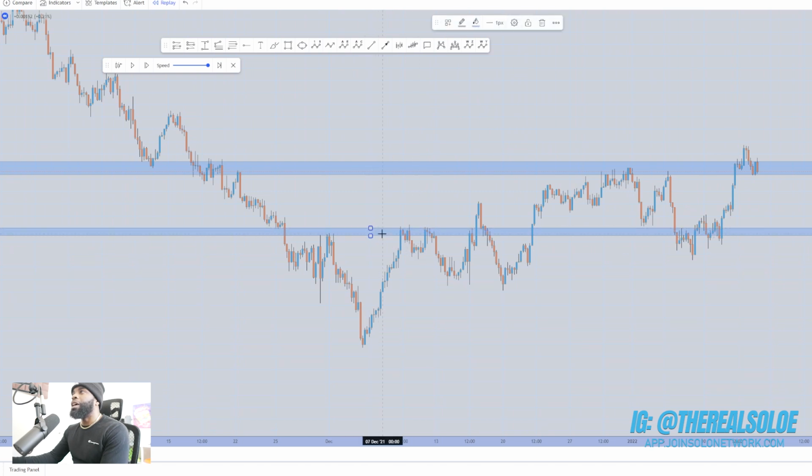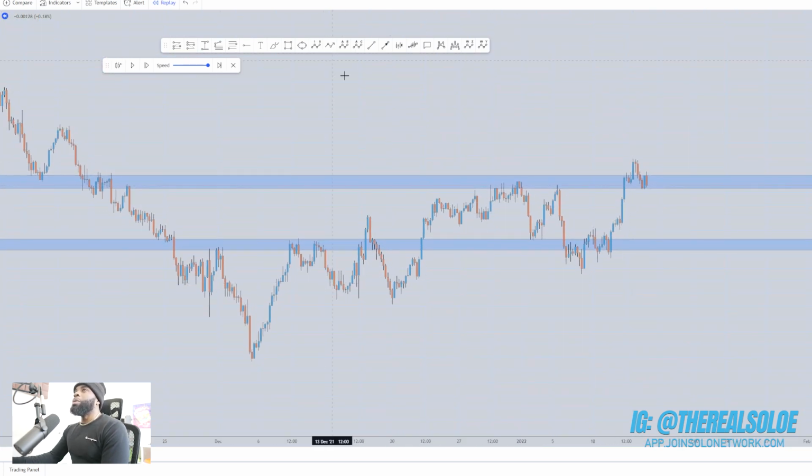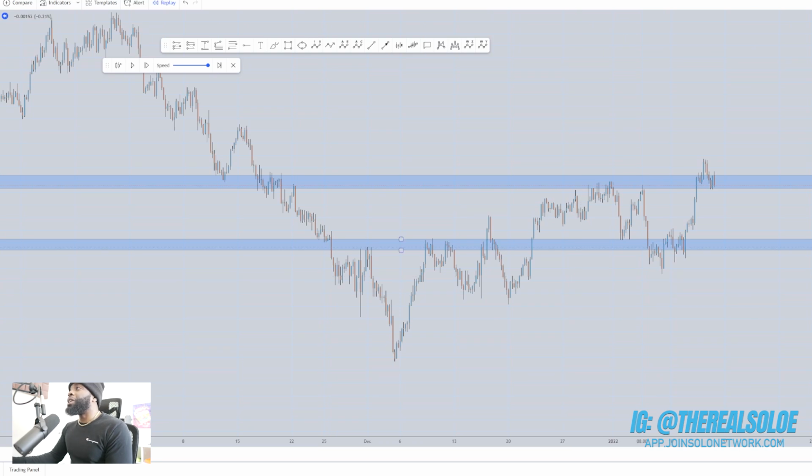So essentially here, we got a lot of wicks to bodies. So I'm going to just go ahead and draw it out like that. I'm going to get it a little further out. There we go. Wicks to bodies, boom, boom, boom. All right, so we pretty much have our major levels, right?